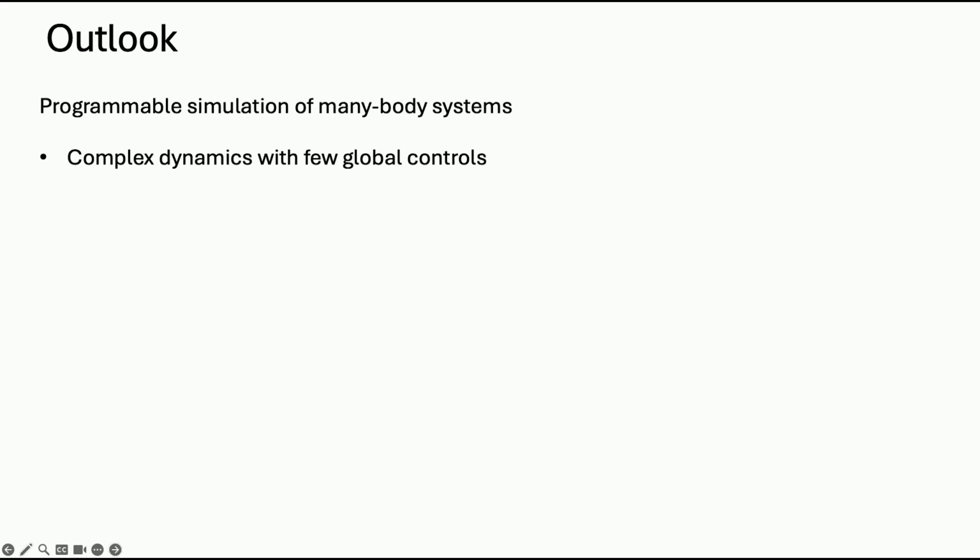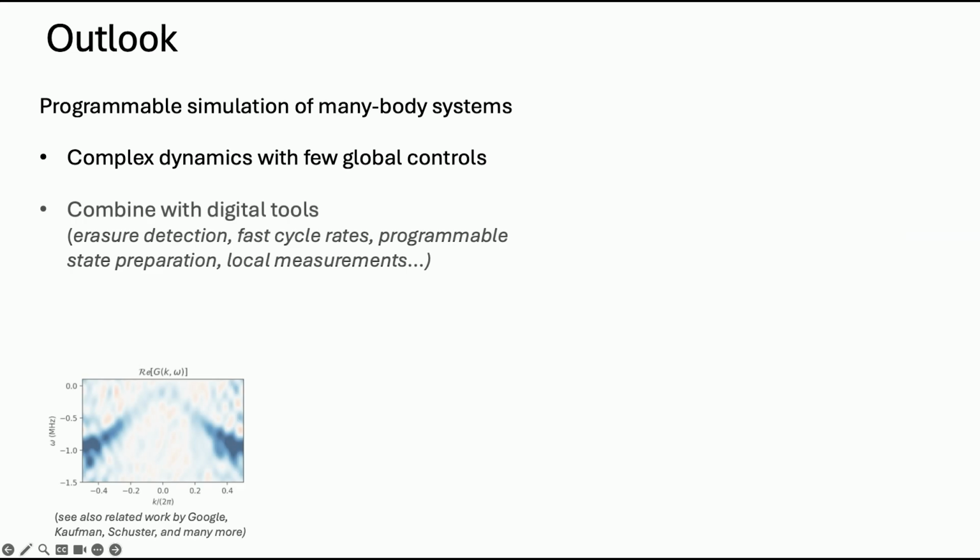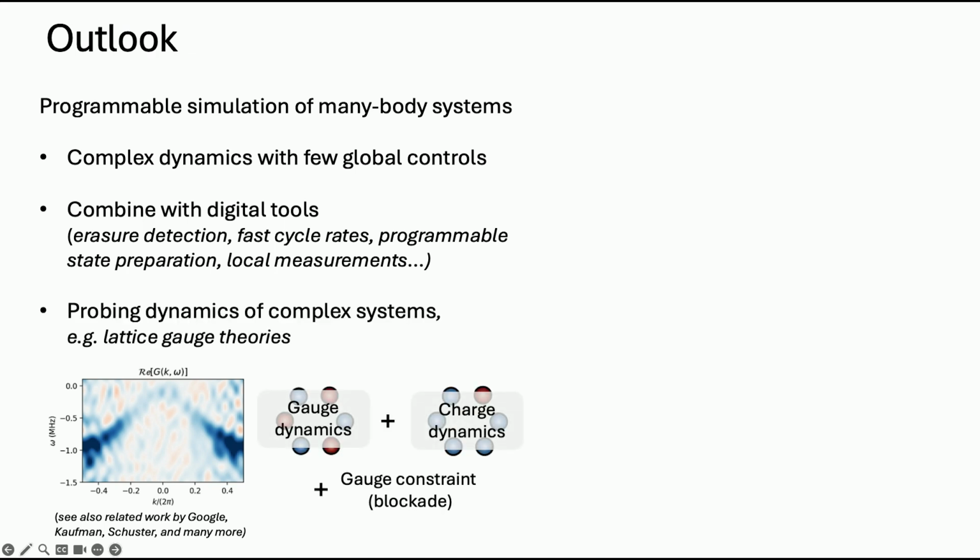Okay, so as an outlook, we have this ability to do programmable simulation of many-body systems, particularly generating dynamics, which is where we believe these quantum simulators really have power, and here very nicely with few global controls. We are also starting to combine with digital tools. Here we, for example, use the programmable state preparation, but you can also think about using things like erasure detection and fast cycle rates. And then you can use these for probing very complex many-body systems, for example lattice gauge theories, where the six-body resonance is your gauge dynamics, the two-body hopping is your charge dynamics, and the blockade constraint very naturally gives you the gauge constraint within your lattice gauge theory.